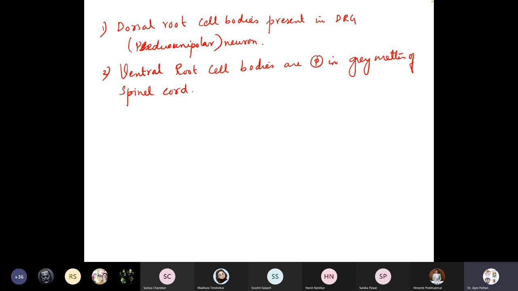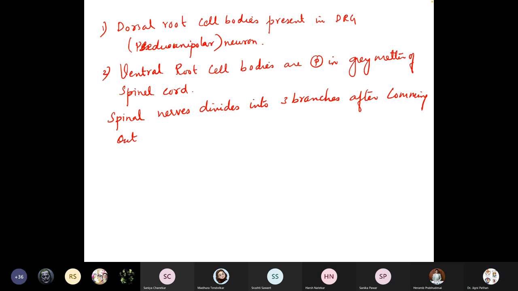Spinal nerves divide into three branches after coming out of the intervertebral foramen.